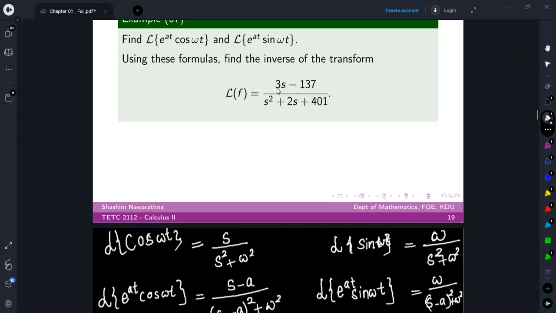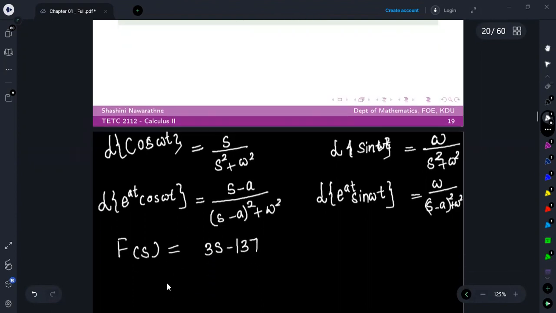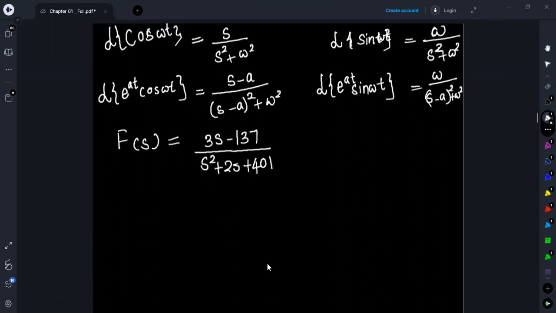So let's see how to do such a problem. I will rewrite the problem. If we label this as capital F of s, this is equal to 3s minus 137 over s squared plus 2s plus 401.